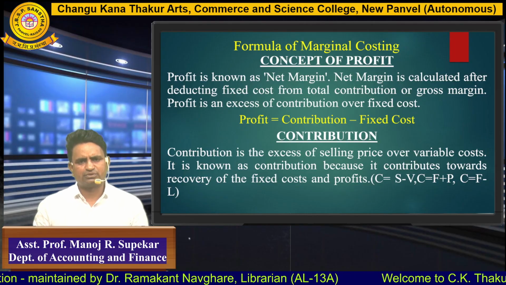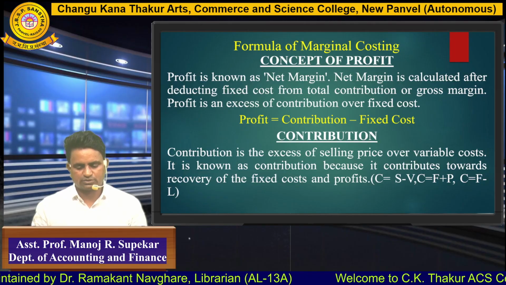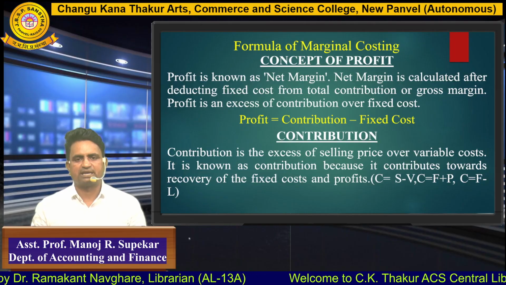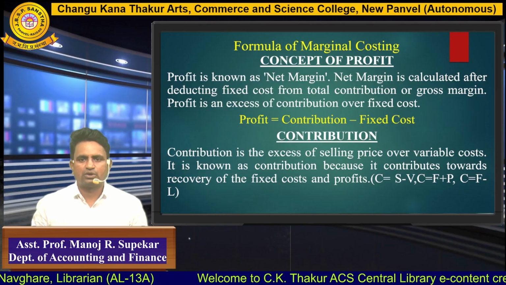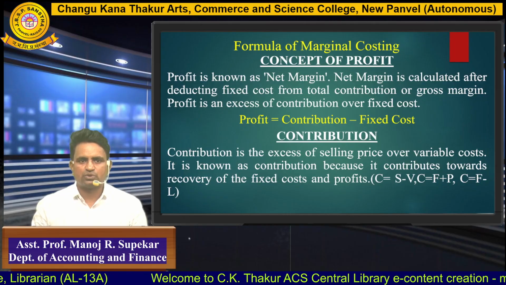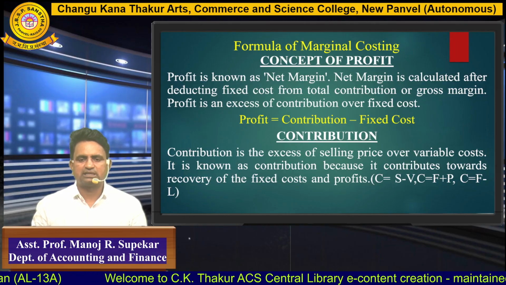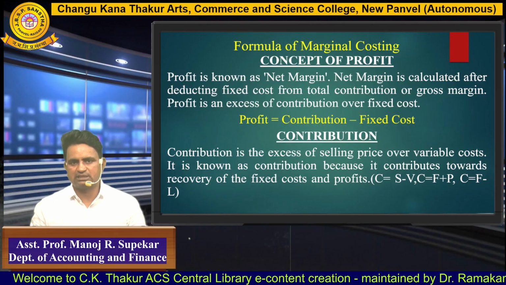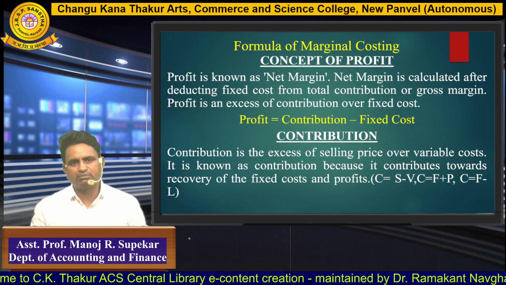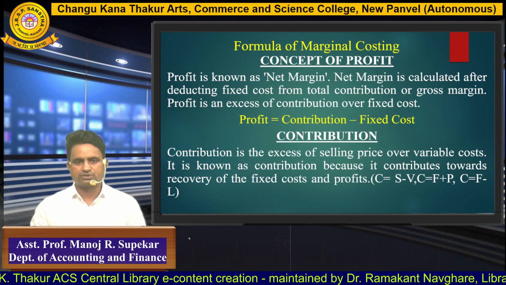So there are different formulas to calculate the contribution. Contribution is equal to sales minus variable cost. Contribution is equal to fixed cost plus profit. Contribution is equal to fixed cost minus loss. So these are the different formulas to calculate the contribution. Contribution is the gap, the difference between sales and variable cost.